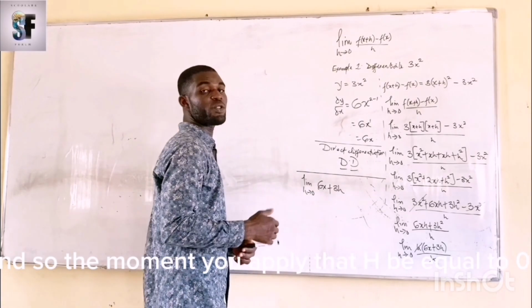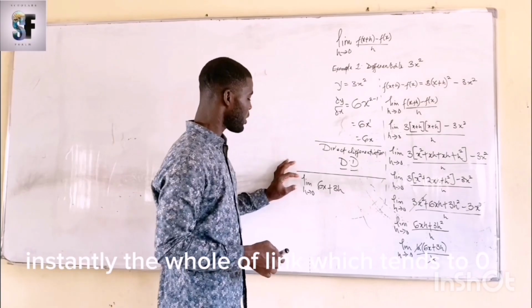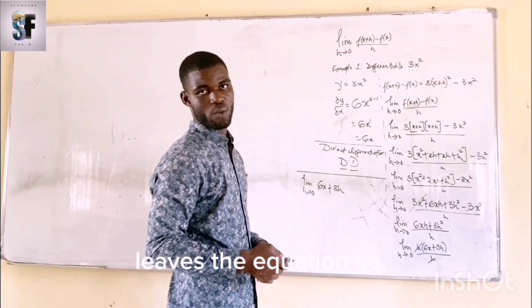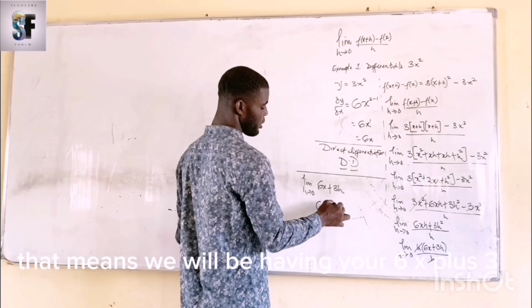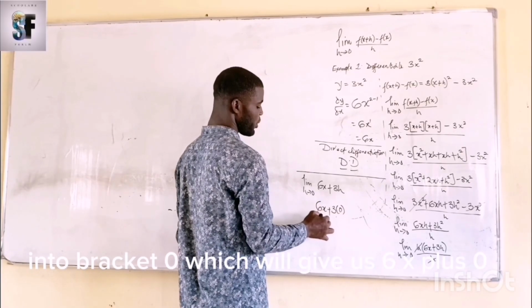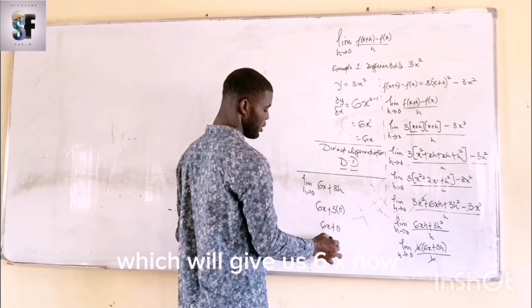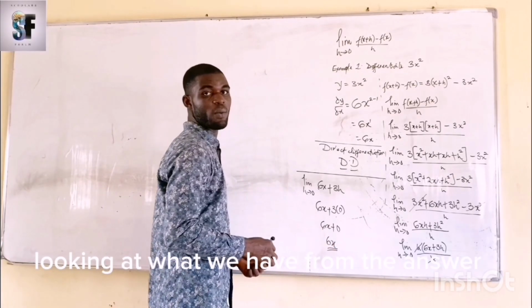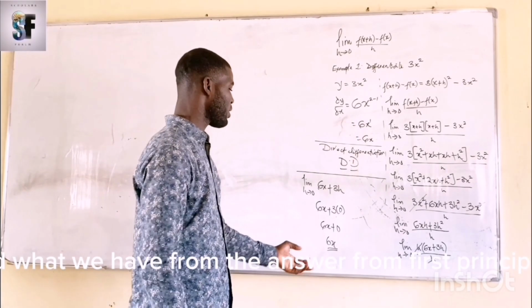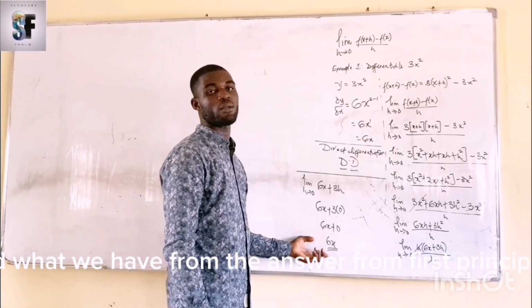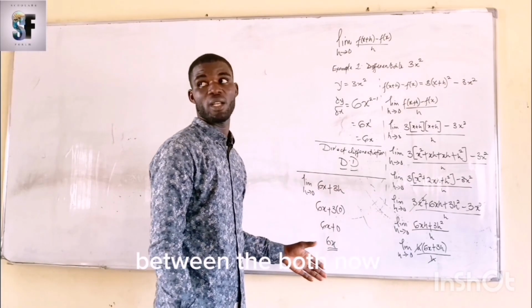And so the moment you apply that h being equal to 0, instantly the whole of the h tends to 0 leaves the equation. So that means we'll be having 6x plus 3 into bracket 0, which will give us 6x plus 0, which will give us 6x. Now looking at the answer from direct differentiation and the answer from first principle, you can observe that there is no difference between the both.